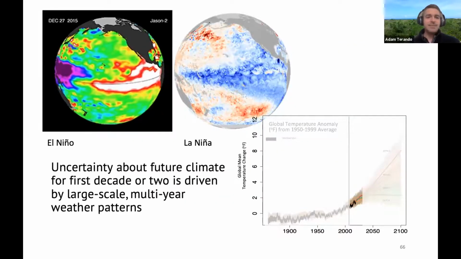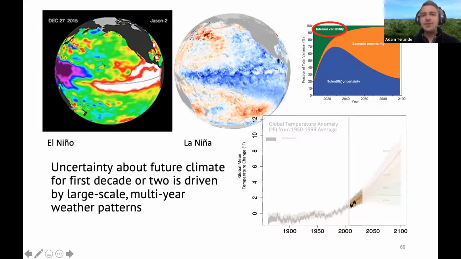So uncertainty about future climates in the first decade or two, when you're projecting into the future, is really driven mostly by large-scale multi-year weather patterns, things like El Nino, La Nina, the North Atlantic Oscillation, Pacific Decadal Oscillation. You might have heard of some of these terms. That's internal variability. This little figure here, which comes from a famous paper by Hawkins and Sutton several years ago, disaggregates different sources of uncertainty into three types: internal variability, scientific uncertainty, and scenario uncertainty. And which type accounts for the amount of total uncertainty we would expect at different points in time in the future.